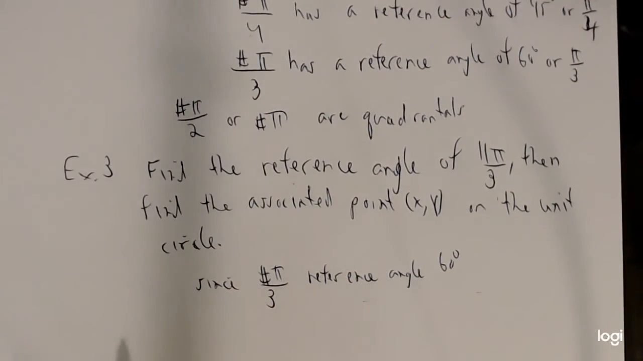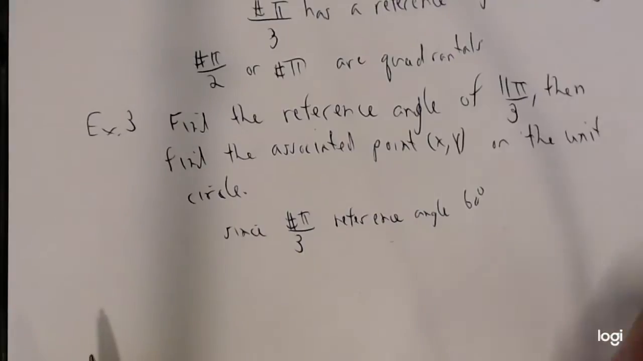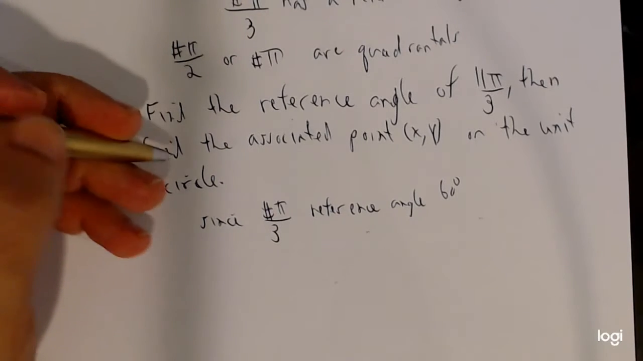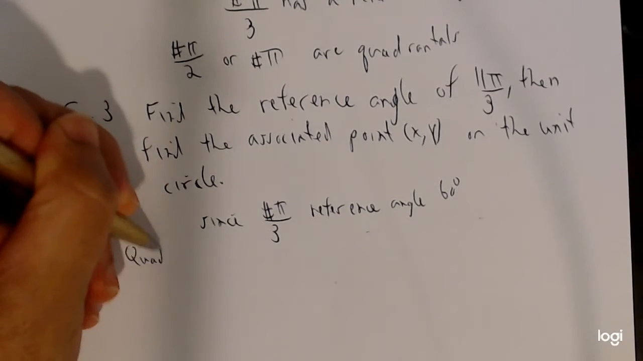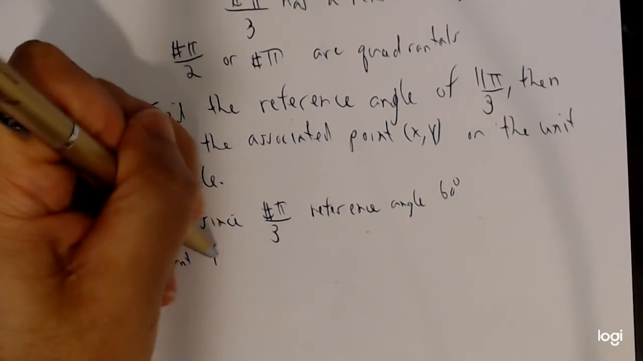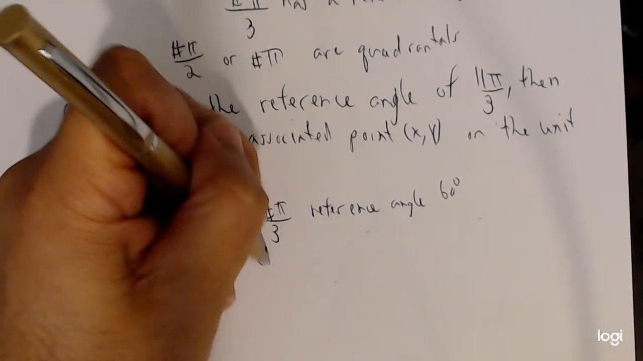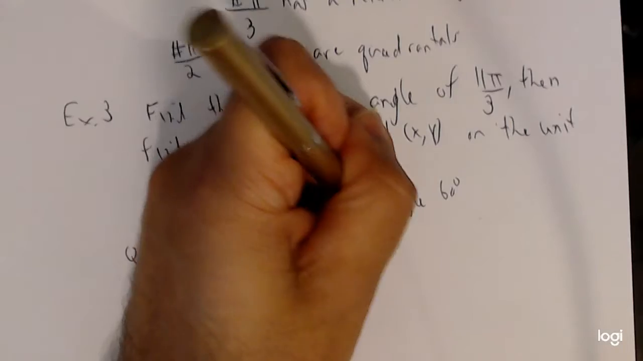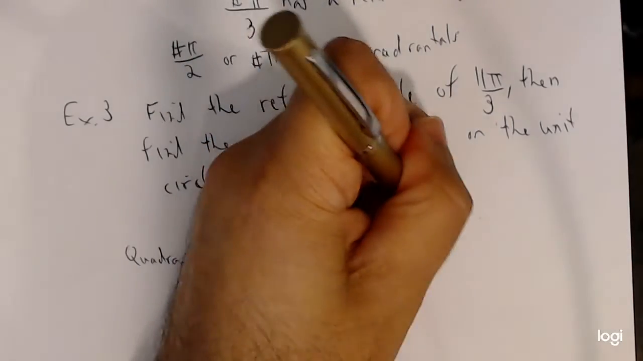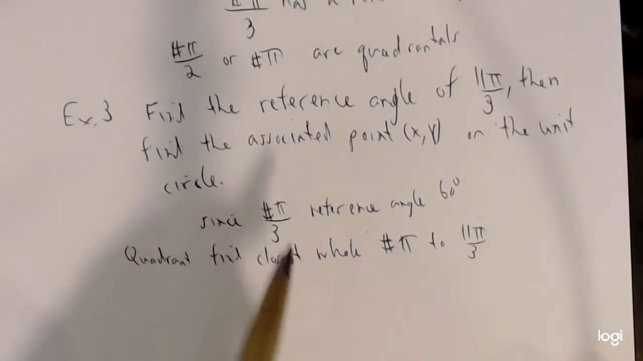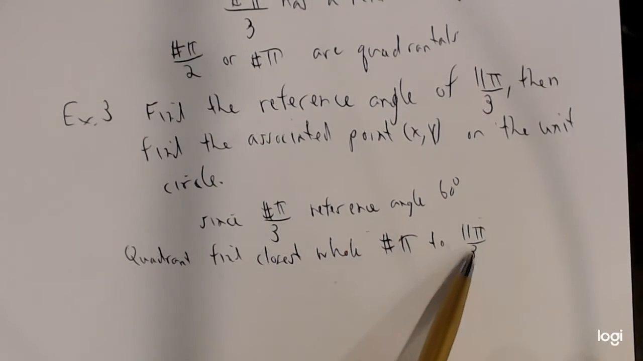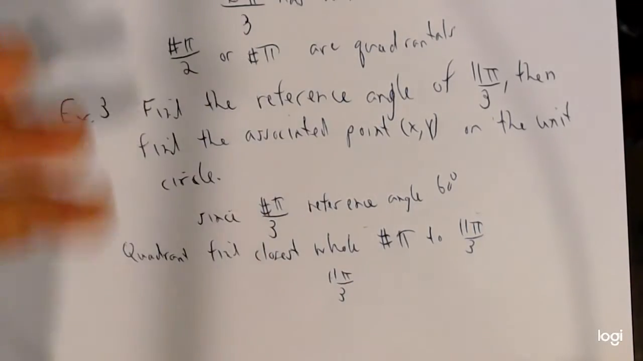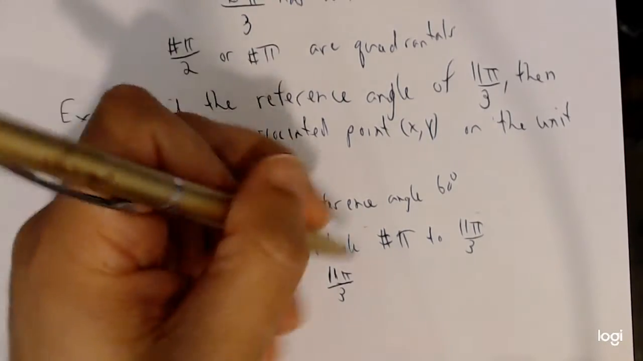Okay, now I need to figure out which quadrant this lands in. To figure out the quadrant, what I do is find the closest whole number pi to 11 pi over 3. The way I think of it is, since this is a pi over 3, I start with 11 pi over 3, and in my head I just keep adding pi over 3 and subtracting pi over 3.